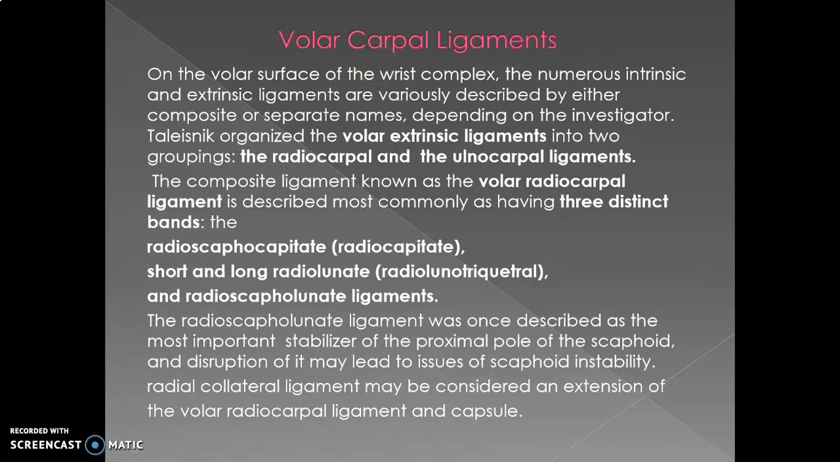So we'll go to the ligaments. The main classification is extrinsic and intrinsic, and then we will study them as the volar carpal and the dorsal carpal ligaments. On the volar surface of the wrist complex, the numerous intrinsic and extrinsic ligaments are variously described by either composite or separate names. Composite means a name combining all the attachments, or separate names depending on the investigator. The names have been given by the investigators.